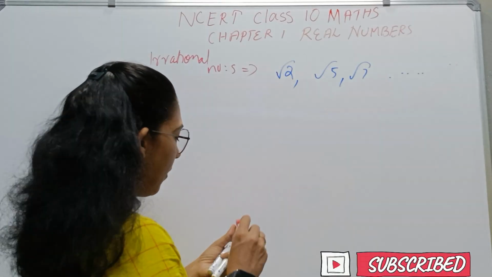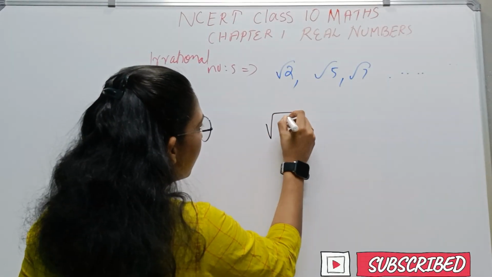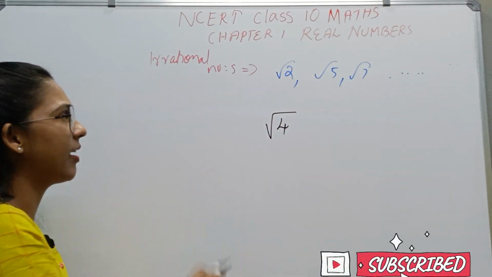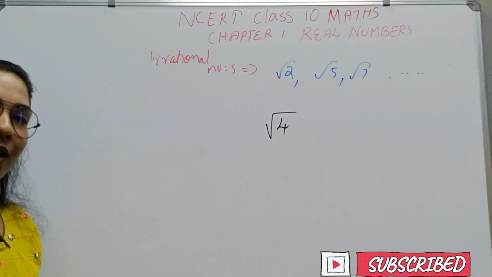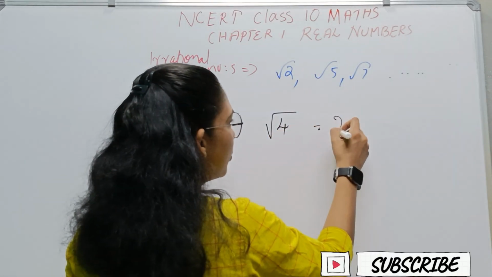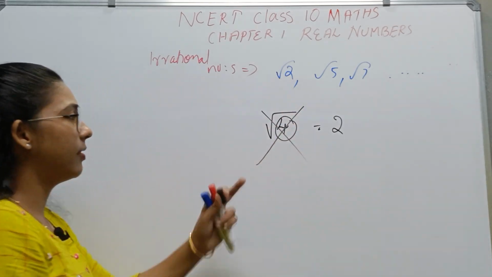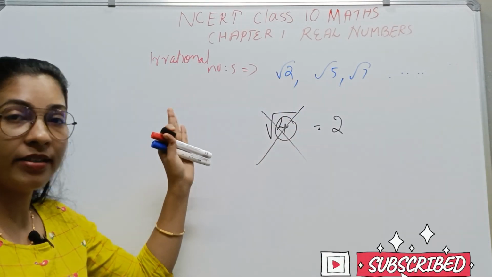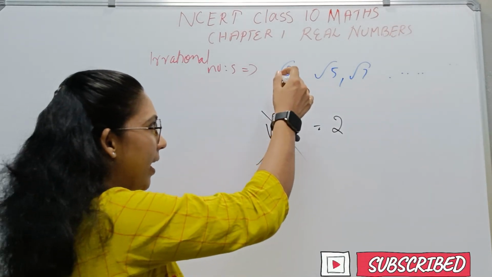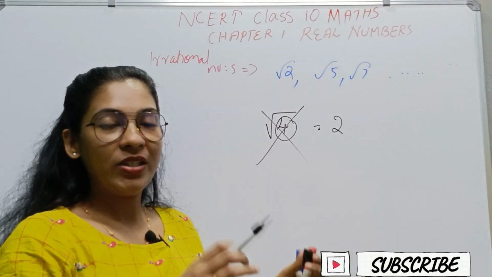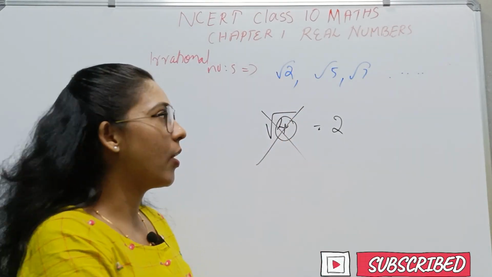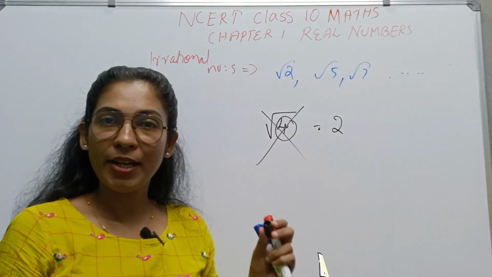Let me show. If root 4, is it an irrational number? No, because root 4 is equal to 2. It's a perfect square, so then we can't say that this is an irrational number. This is not an irrational number. Okay, so any number under root which is not a perfect square is said to be an irrational number.